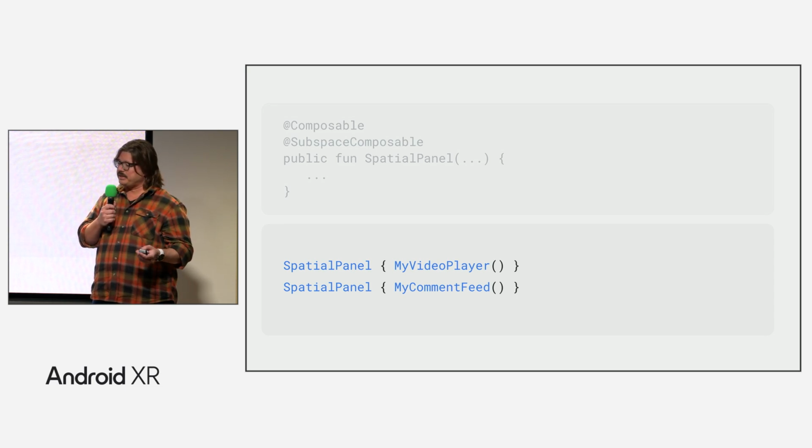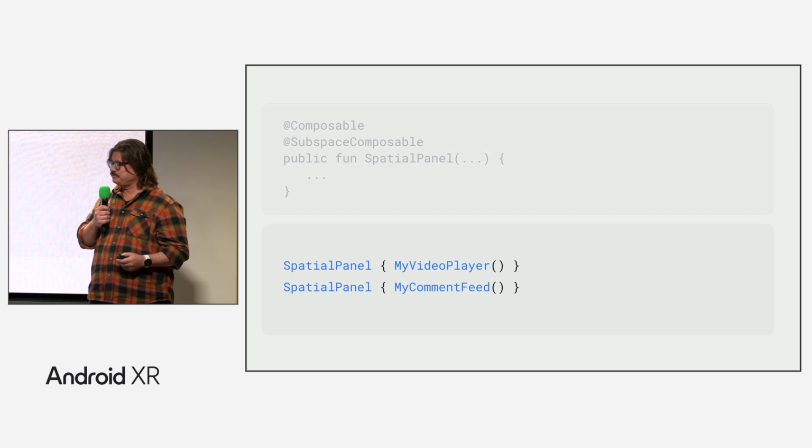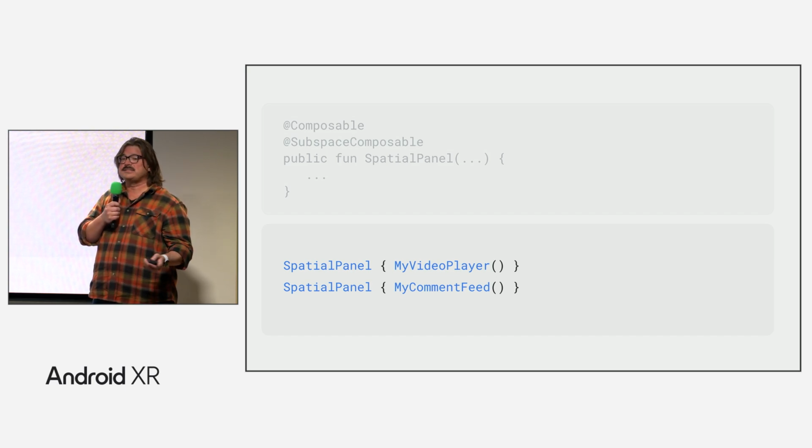Unlike some of Jetpack XR's new APIs focused on progressive enhancement, spatial panels are an example of the new subspace composables. These new composables represent spatial content that is only intended to be used in XR. You can build your own subspace composables using the new @subspace_composable annotation for UI elements intended to be invoked in your app's subspace.